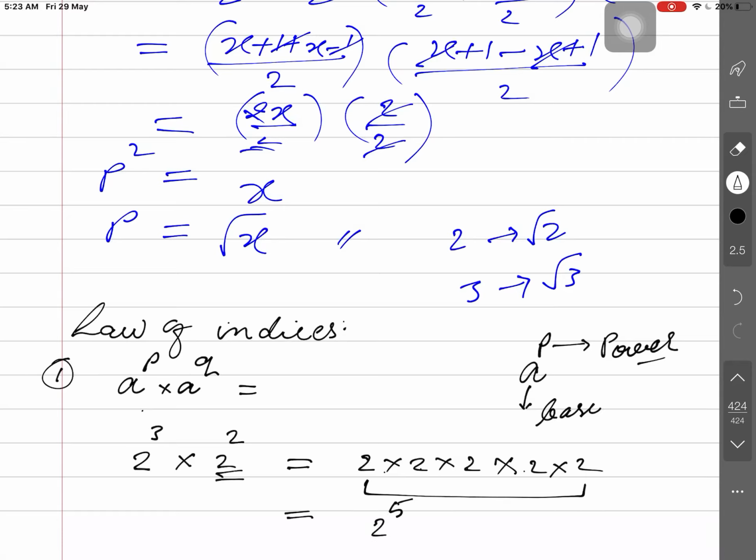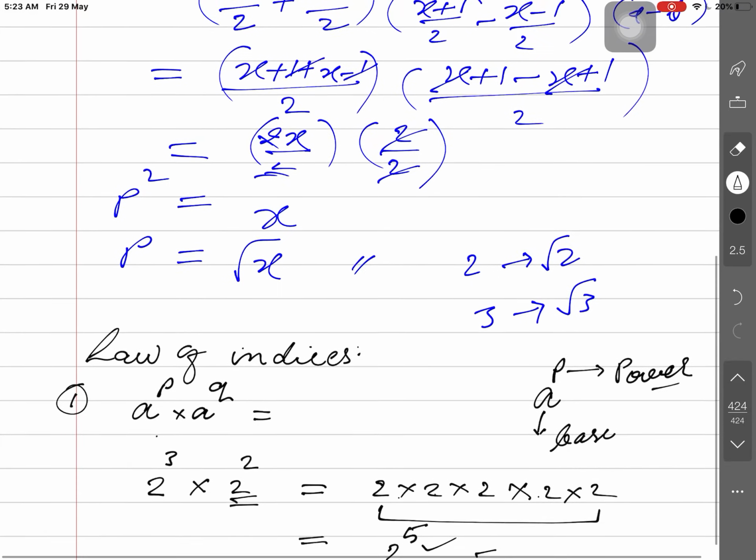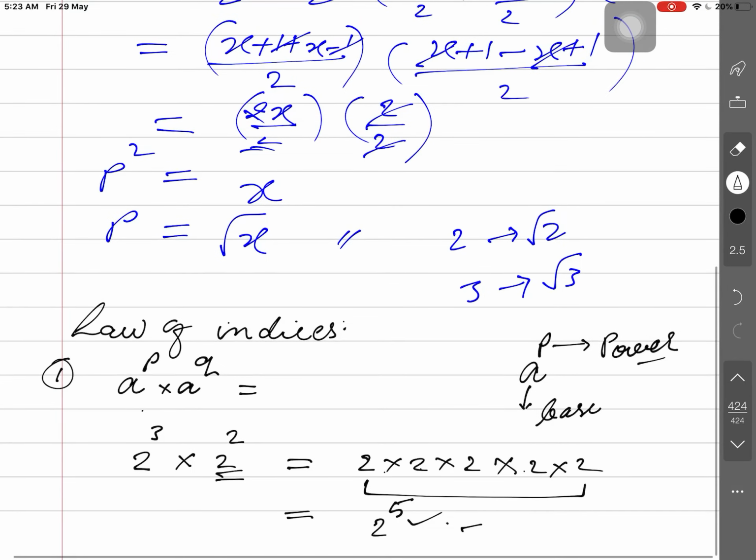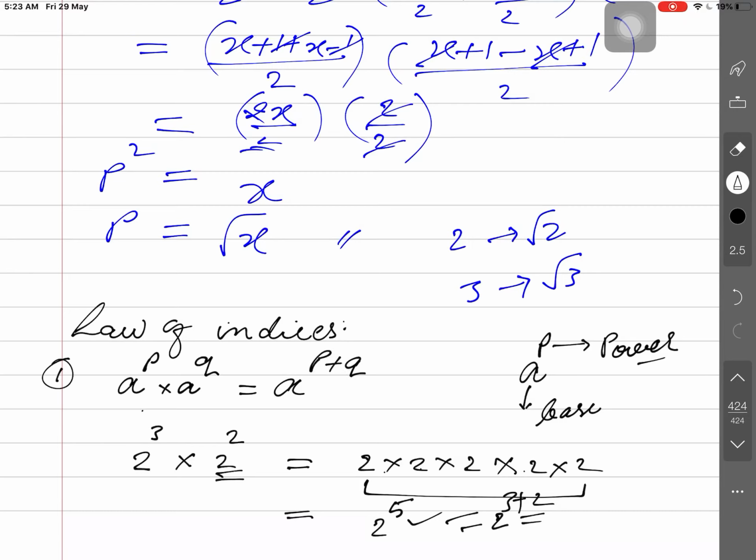So, 2 to the power 5, and how is the 5 associated? The 5 comes as a result of 3 plus 2. It means that if the base is the same, then the powers get added. Clear, guys? This is called the first law of indices. If two exponents have the same base and different powers, then their powers get added, taking the base the same.